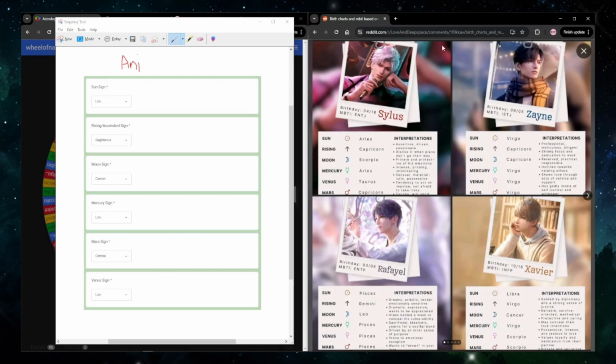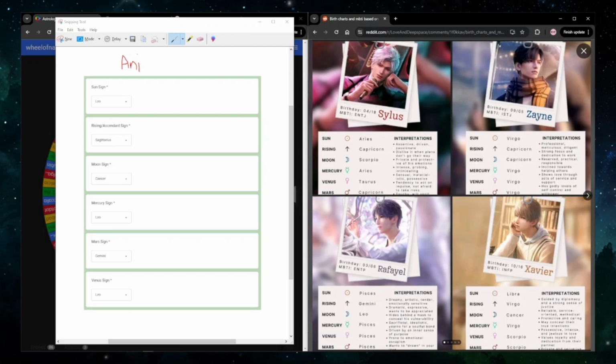I don't know who you would actually be better with, if it was Silas or Xavier. I'm gonna leave that up to you. I'm gonna say that they're both interesting to be with. Actually, if I knew what your MBTI was... Did you put what your MBTI was? No. Okay, so that's fine.